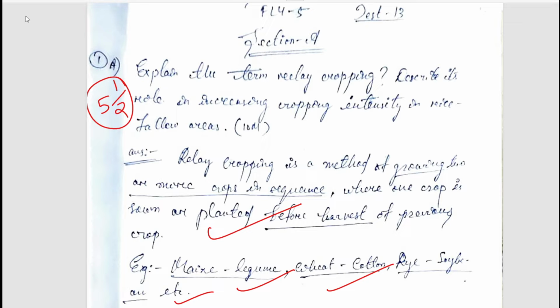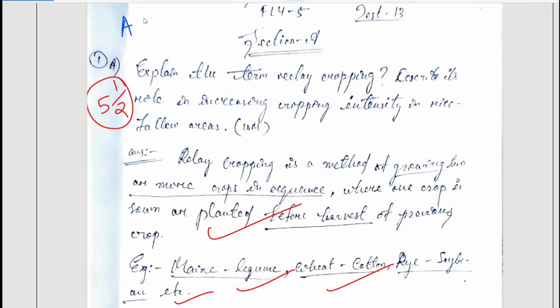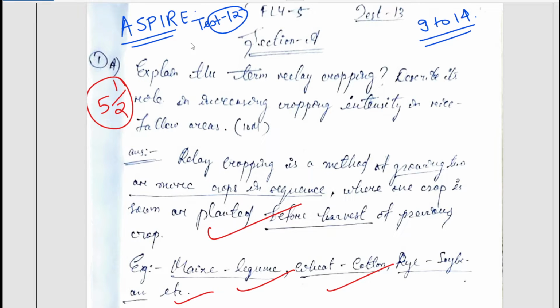So today we are going to discuss the next copy of our Aspire for Agriculture test series. You all know that we had the Aspire for Agriculture test series in which we had a total of 14 tests, and tests 9 to 14 were full tests. We have already discussed till test 12.